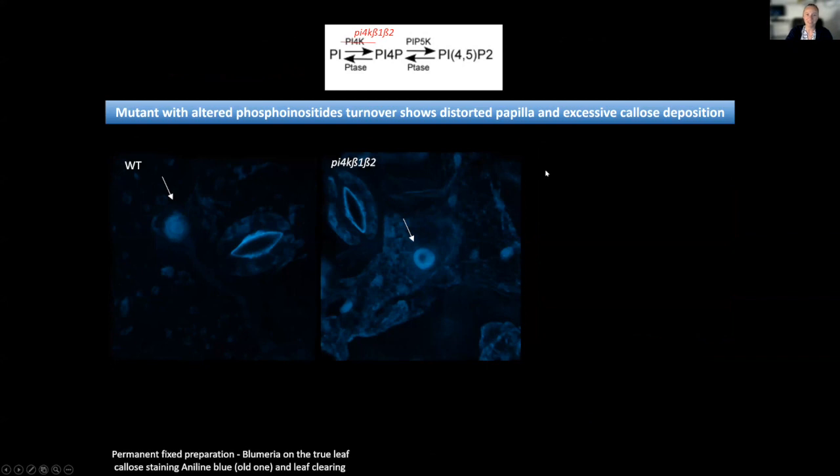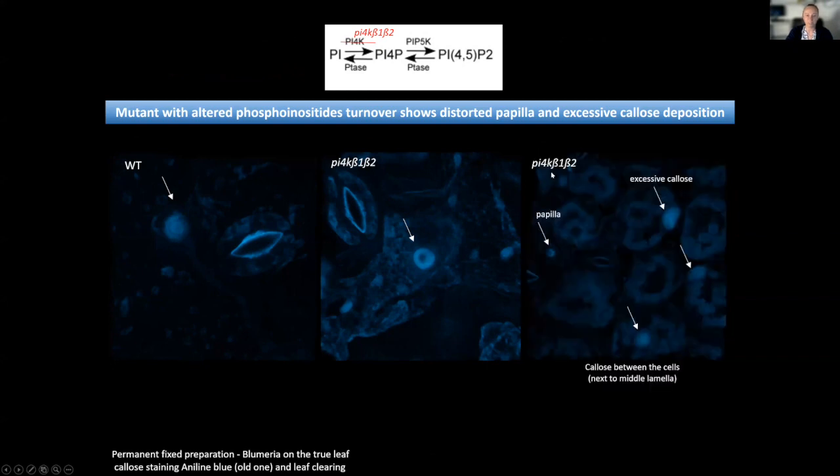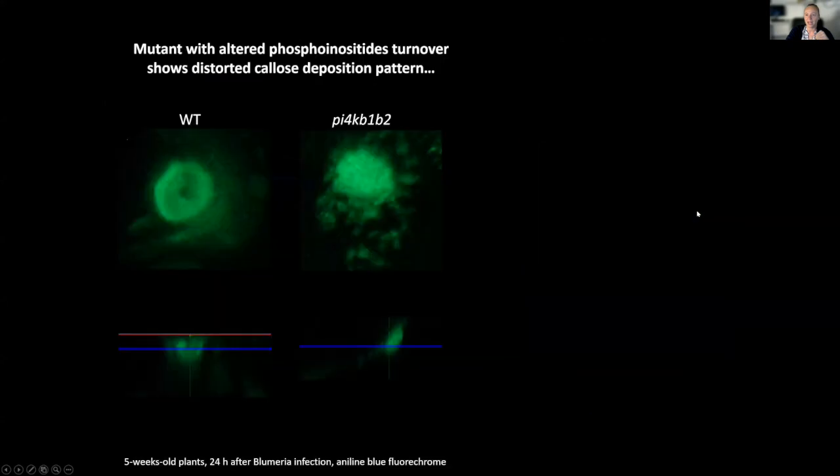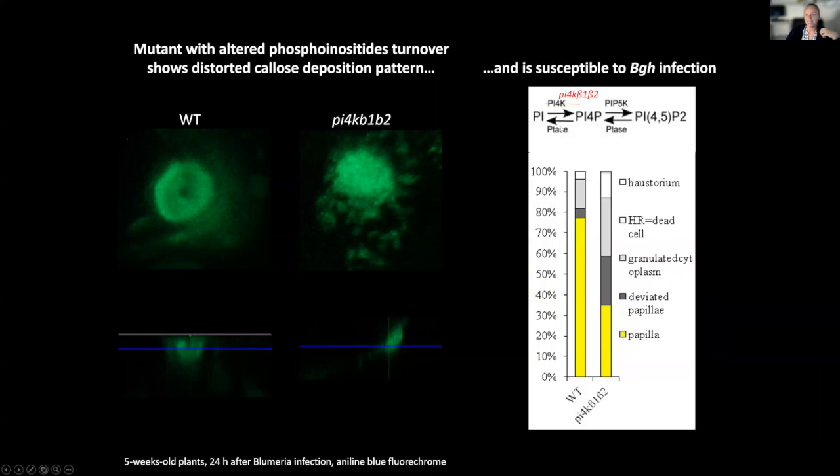But instead of seeing less callus, we see much more of it, and it starts to be deposited not only in the papilla places, but scattered across the plant cells. So there is just an excess of callus, which is not going where it should be, but is spread everywhere. And when we look deeper at how the callus is deposited in the papilla, if still deposited, it is really scattered and messy. And what is the most important for our phytopathological case, these plants, which cannot have the phosphoinositides at the right place, also suffer much more from the pathogen penetration.